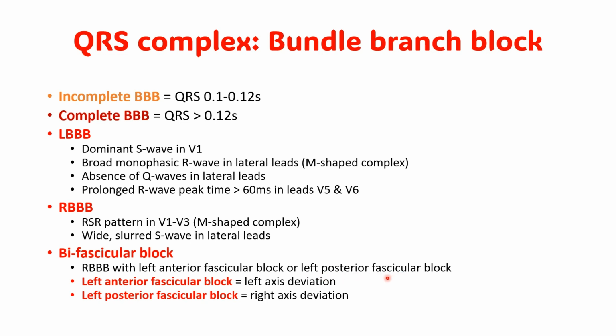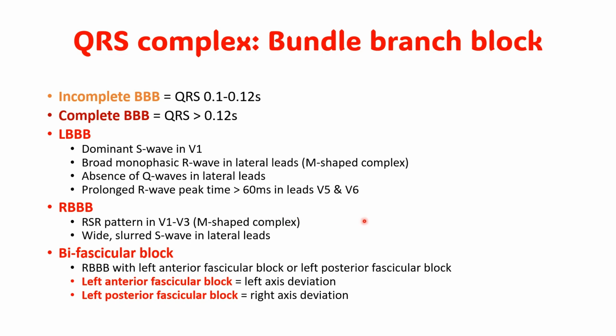And we can even have something called trifascicular block, which is a bifascicular block plus either a first degree or second degree AV block, which is known as heart block. Okay, so I know that's quite a lot to take on. I'm going to look at some examples and see if we can simplify it even further.